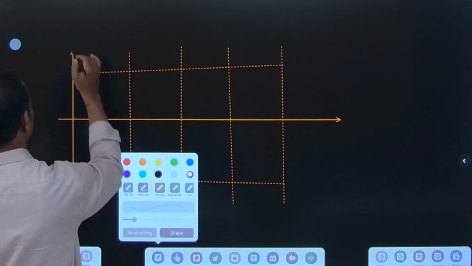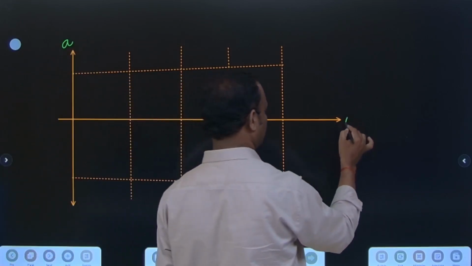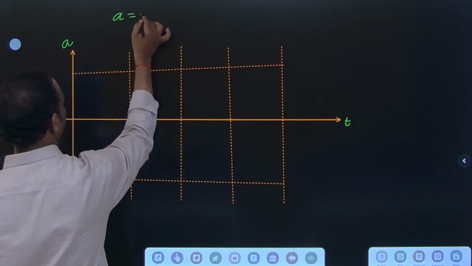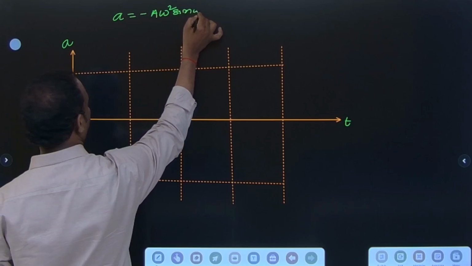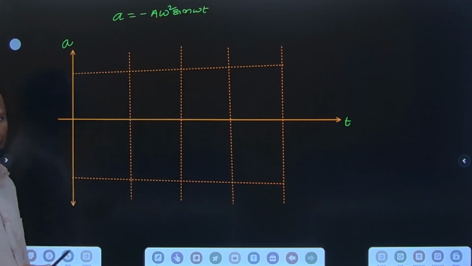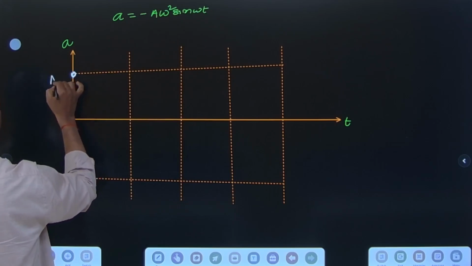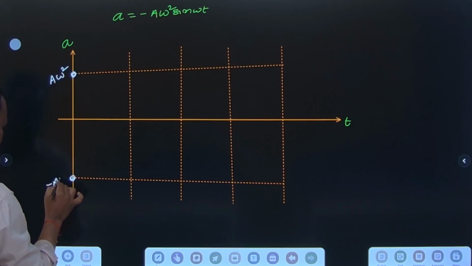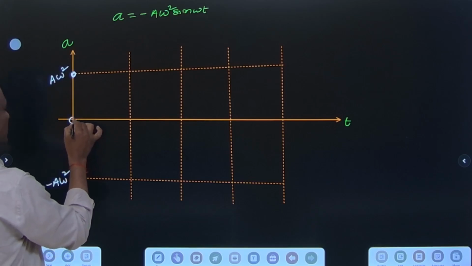Now, this is acceleration, this is time. What is your source? A is equal to minus a omega square sine omega t. What is the maximum value at this point? A omega square. At this point, minus a omega square. At t equal to 0, what is your answer? 0.